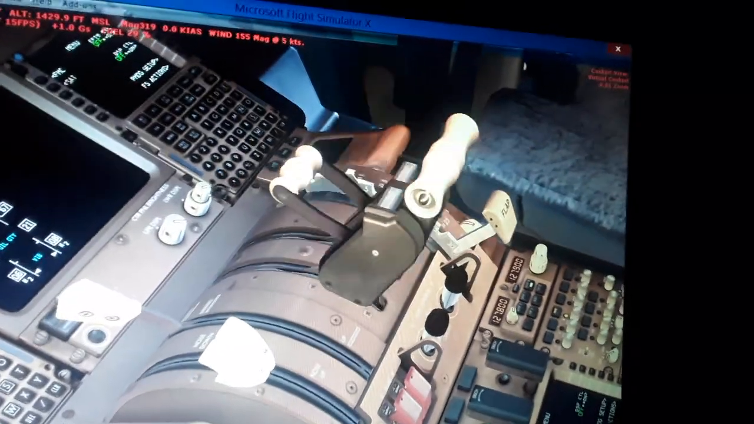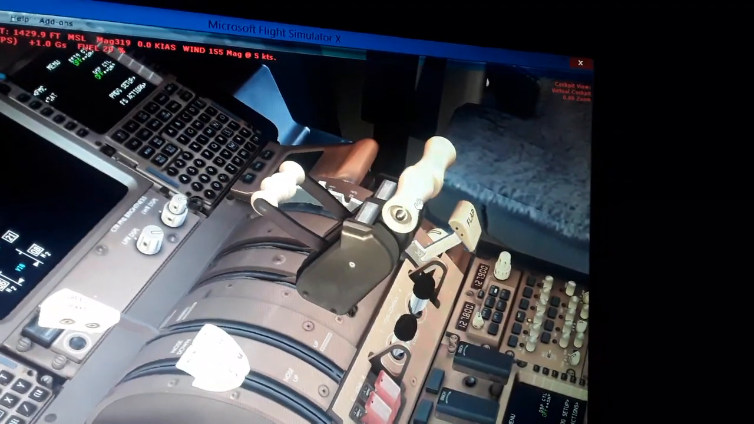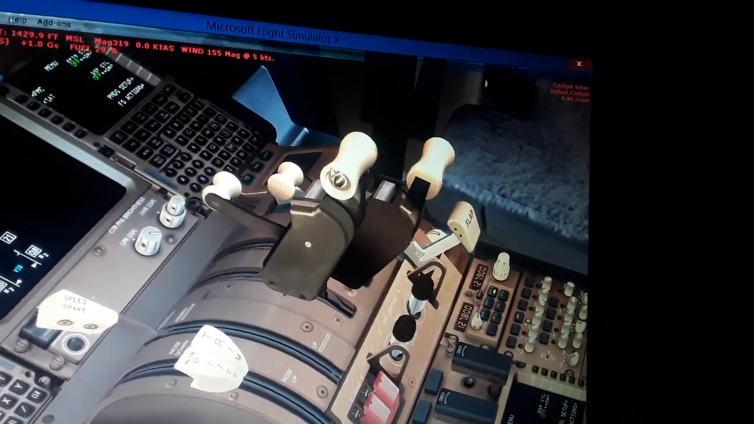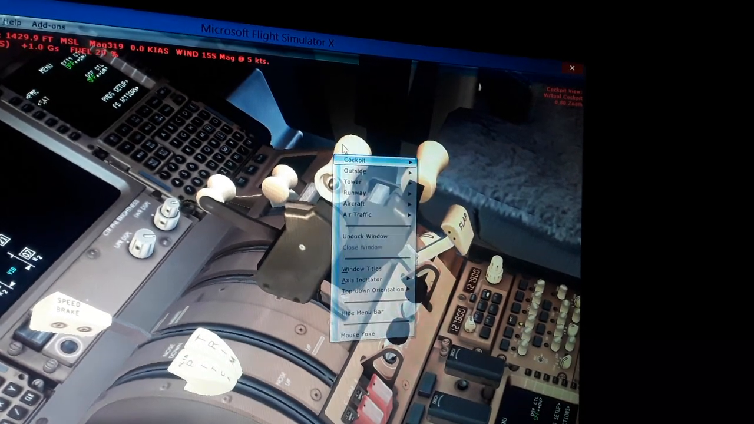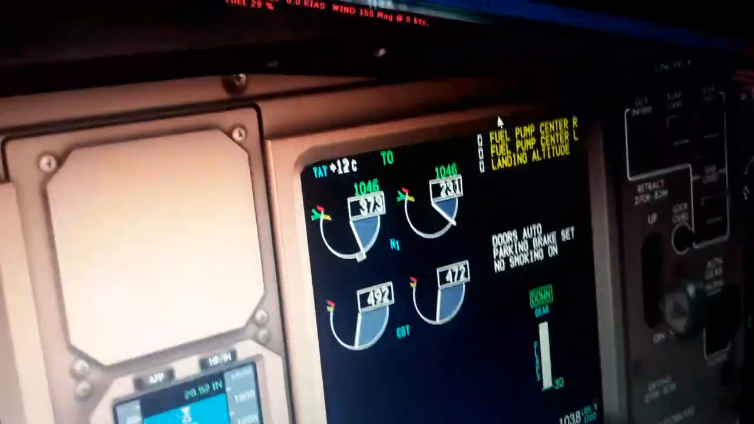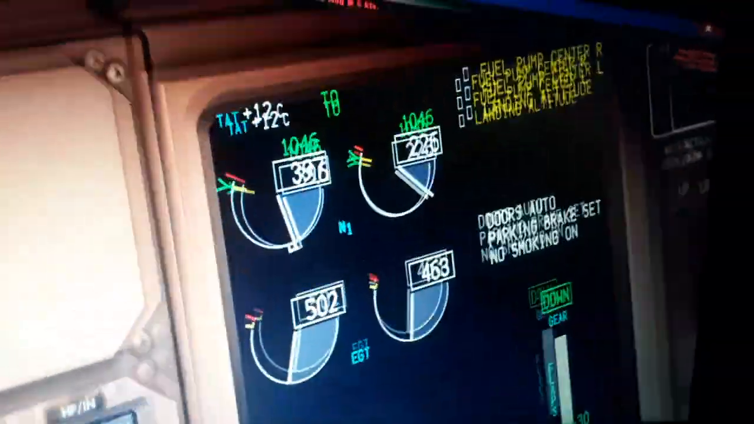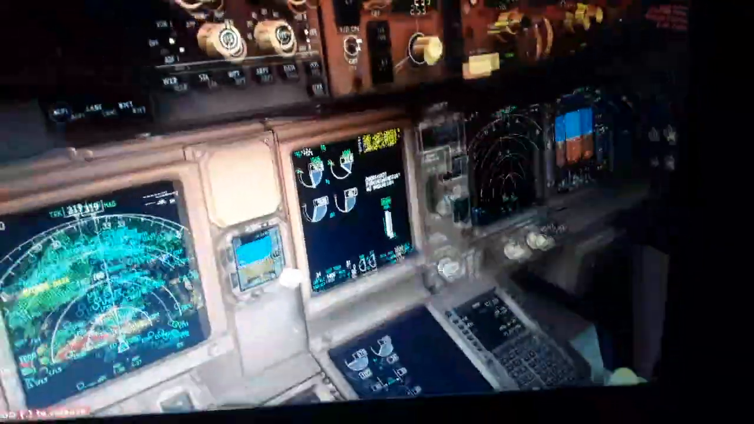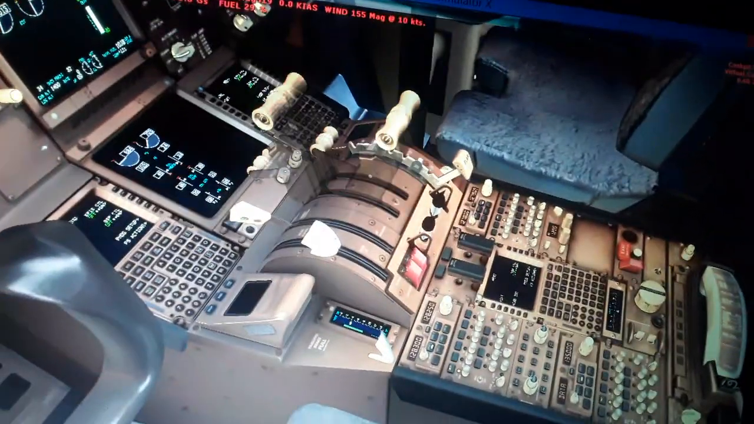So we use both the same. We can use asymmetric thrust to the other side engine, to the left engine. You will see the left engine is moving up. You can use that only during an engine failure.